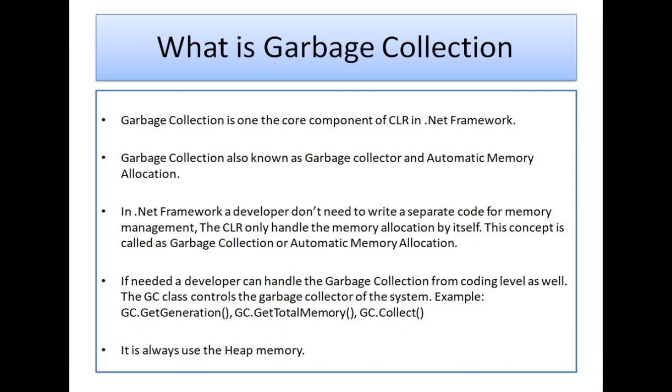So it always uses the heap memory. Remember one thing, a garbage collection always happens on heap memory. Your CLR takes a chunk of memory which we will address by the name heap memory, and your CLR handles all those garbage collection in the heap memory. Even if you write code manually for any garbage collection, that also happens on that particular heap memory only.